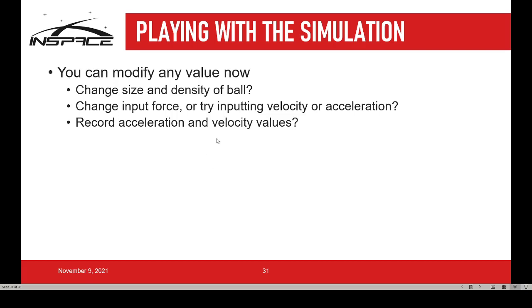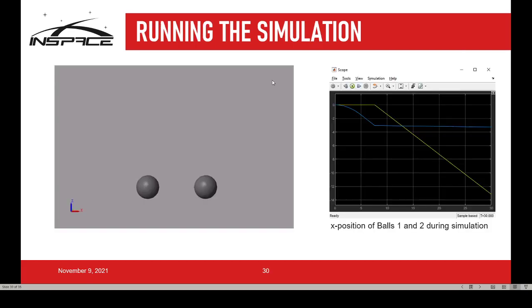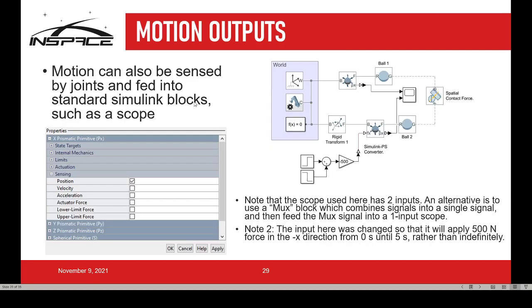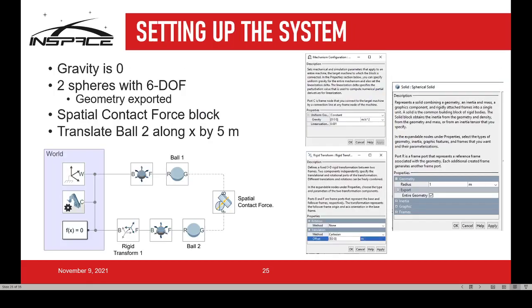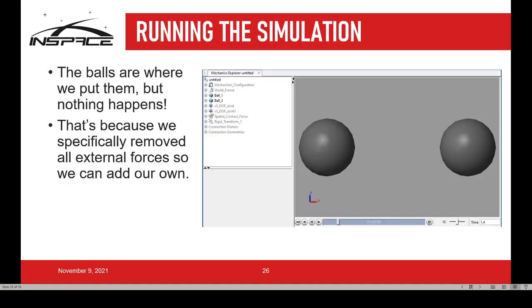If you want to play with it, it's easy to see how the numbers affect the results of the system. You can change the size and the density of the ball just by changing a single number. You can change the input force, the type of force, the length of time it goes for, the magnitude. You can input velocity instead of force and see how that affects it. You can also record your acceleration and velocity values, all sorts of other values. There's so much information you can get out of this small system. The only thing it really takes is setting up the system in the first place so that all the objects can interact the way they're meant to.